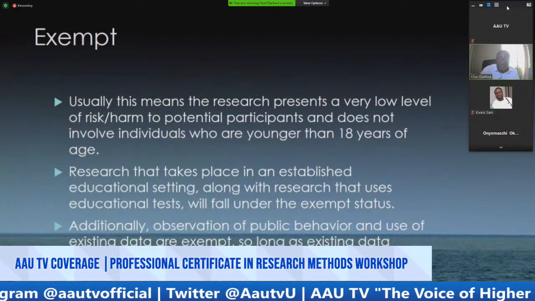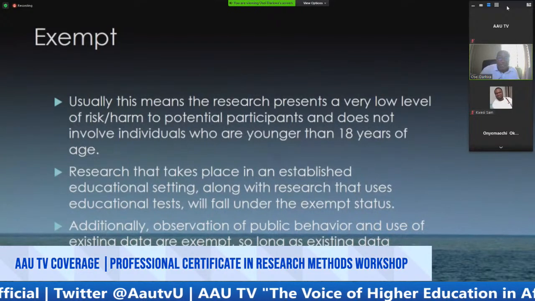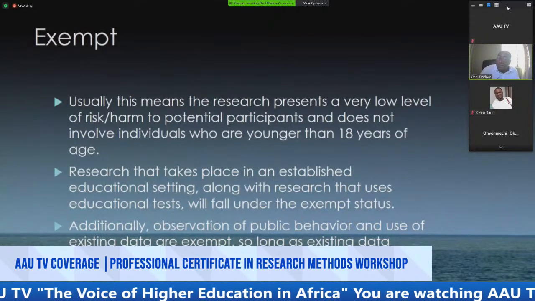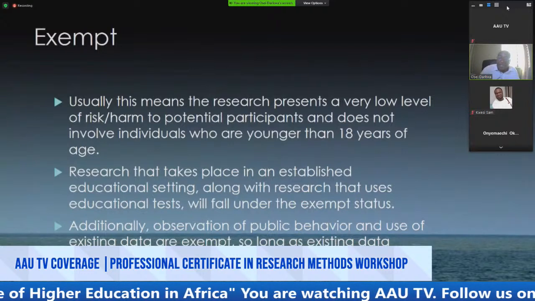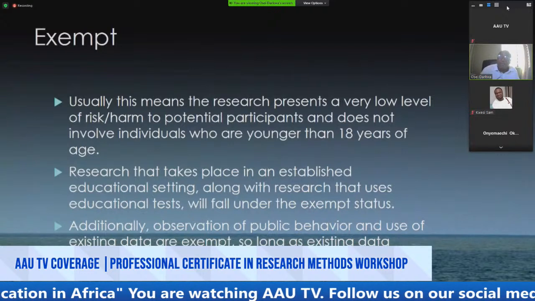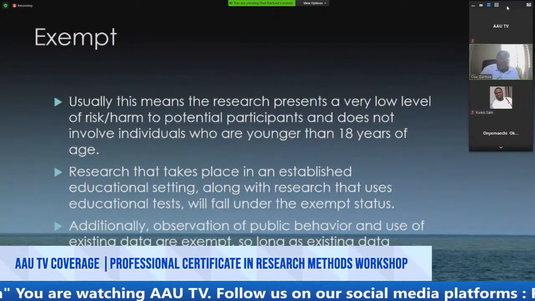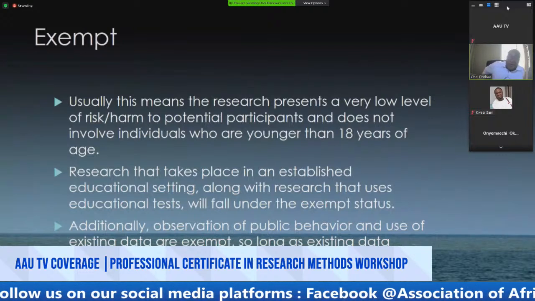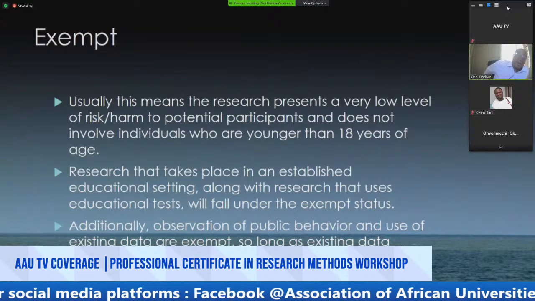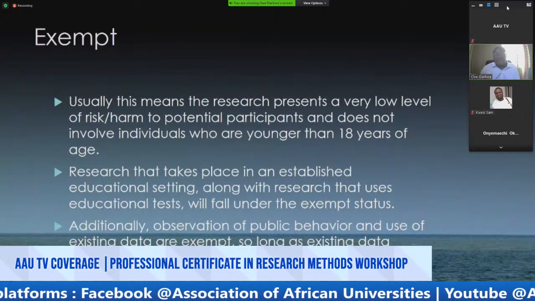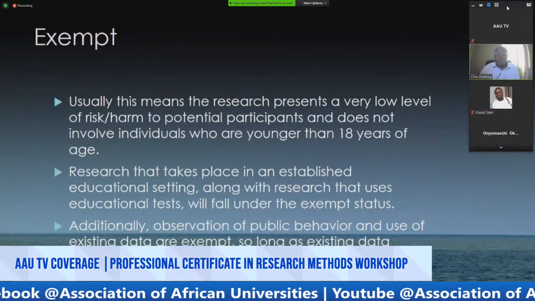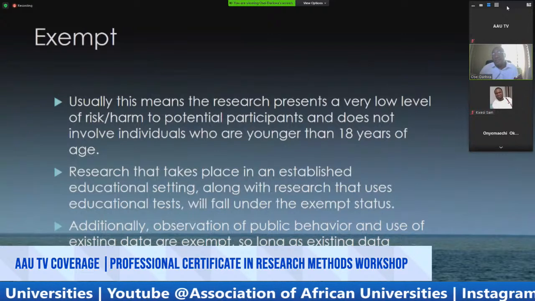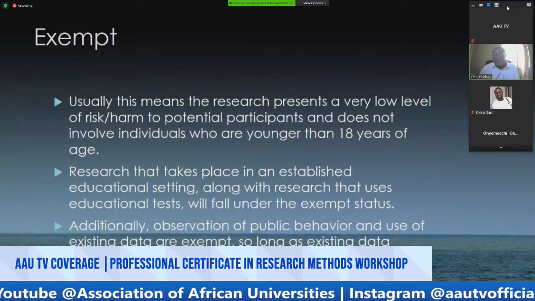Established educational settings, along with research that uses educational tests, will fall under the exempt status. It has to do with the level of risk. In our case, there was not going to be any physical interaction with the respondents. So what we did, and I will demonstrate that as we go along, we converted our instrument. This is the survey instrument, and we use Google Forms. So we put it out there online, and we provided the link to those who are interested in doing that.